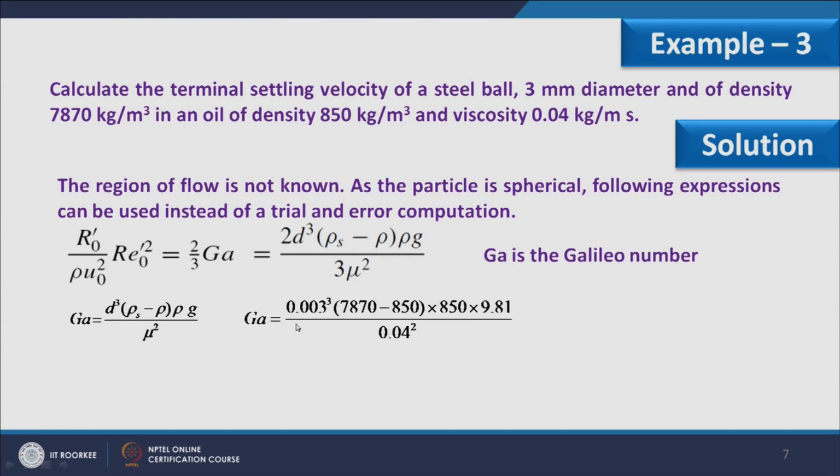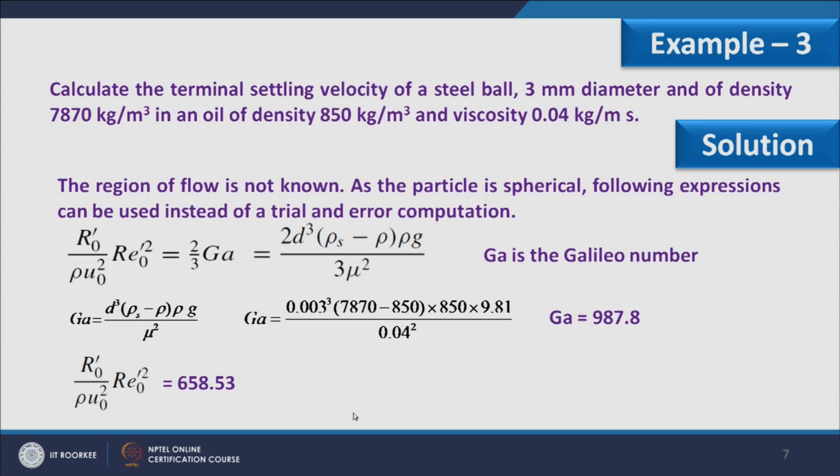Considering the value of diameter as 0.003, density of particle 7870 and that of oil 850, and considering viscosity of fluid 0.04, we can calculate the Galileo number, which comes out as 987.9. Once I have the Galileo number, I can find the value of this particular expression, that is equal to 2 by 3 into Galileo number. So, 2 by 3 into 987.8 gives the value 658.53. So, this expression value we already know.